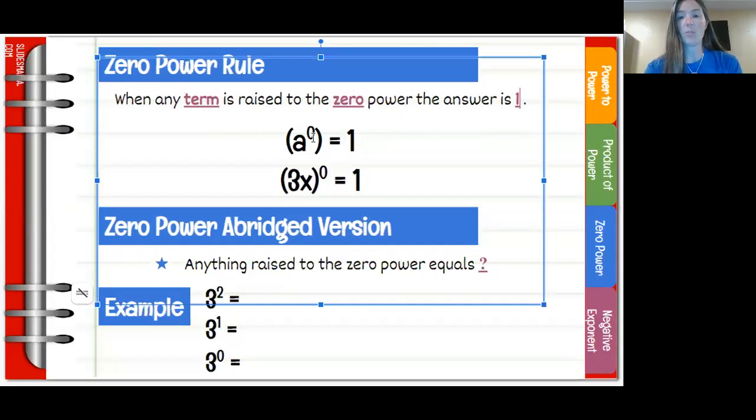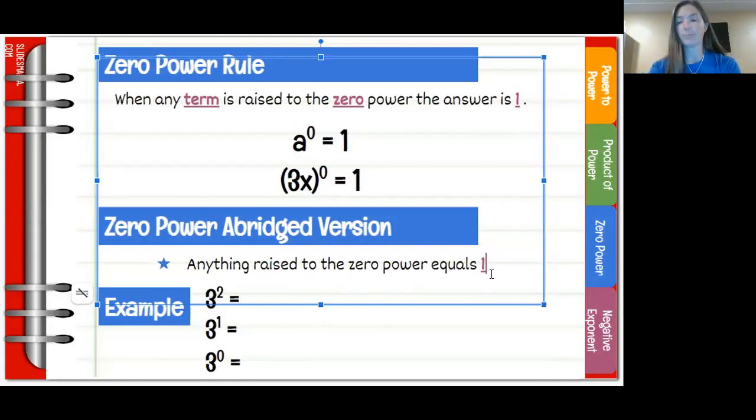If you notice, I've given you two examples in here. Just a to the zero power by itself is 1. And it wouldn't have to have these parentheses, even if it just looked like this, a to the zero power is 1. What if we had 3x, the whole thing raised to the zero power? It doesn't matter, it's 1. What if you had 5.2x to the 23rd y to the negative 5th, to the zero power? It's still going to be 1. So the zero power abridged version is that anything raised to the zero power equals 1.